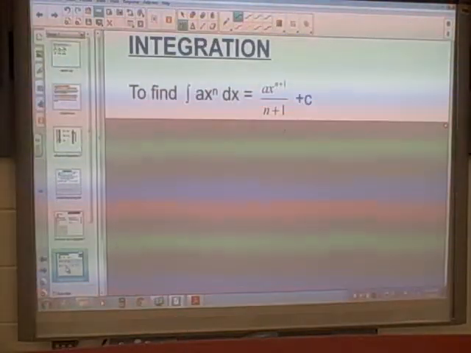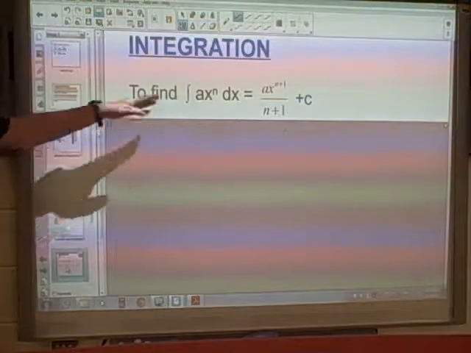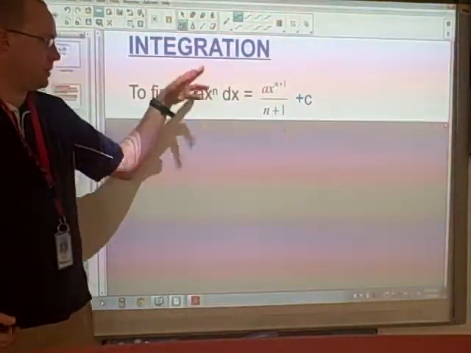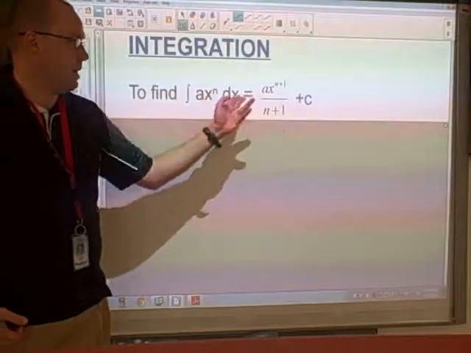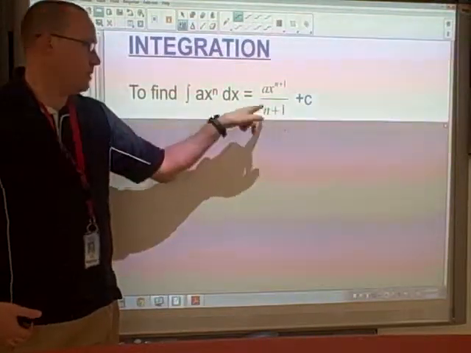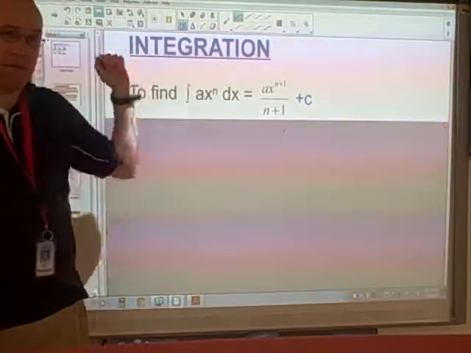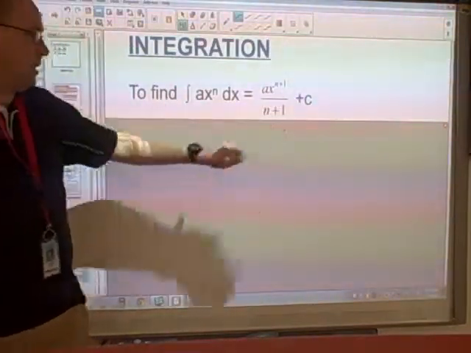In general, this is what we're actually doing. For any expression here, we're increasing the power by 1 from what it was before, so n goes to n plus 1, and then we're going to divide by that new exponent, so that's why it says n plus 1 here as well. It's the same as what the exponent is up here. And then don't forget to put plus c on the end.